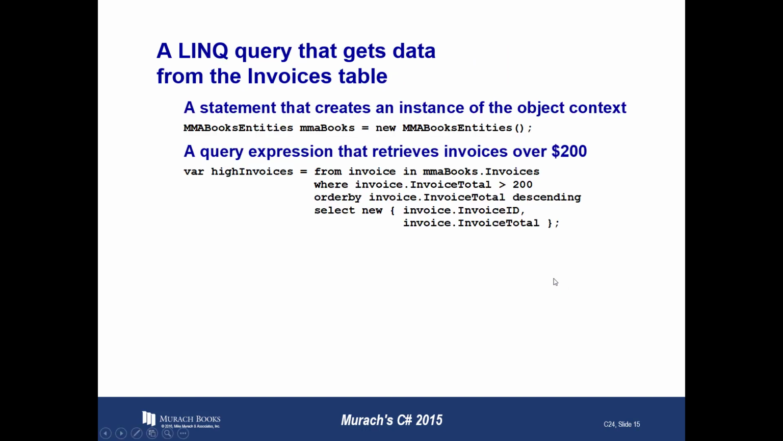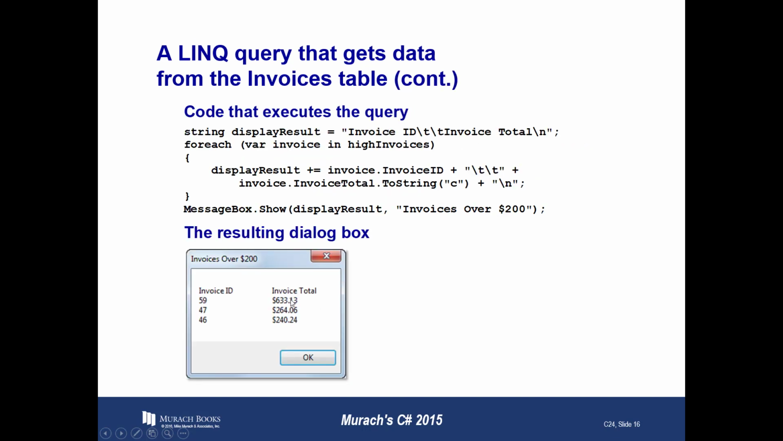All right. So here is a LINQ query that gets data from an invoice table. You should already know this at least a little bit from what we talked about in the last chapter. From the invoice table, where the invoice total is greater than 200, we want to select the invoice ID and the invoice total and order them by invoice total in descending order. So there you go.